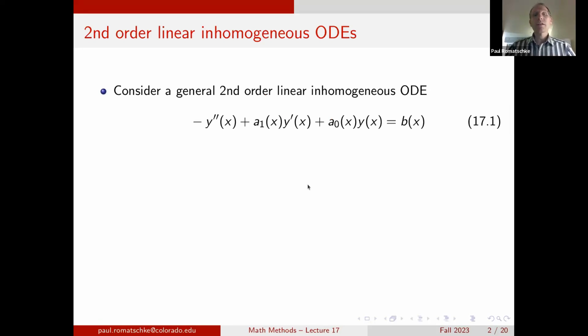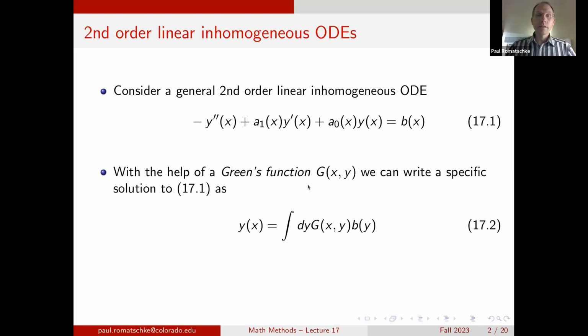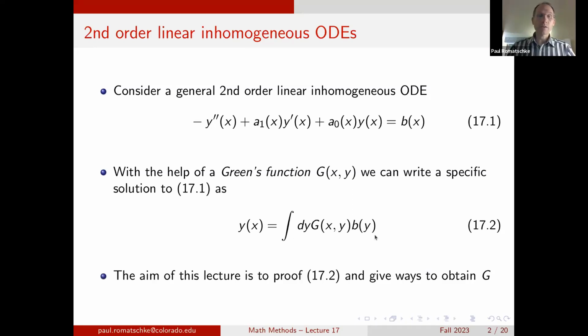To get started, consider a general second-order linear inhomogeneous ordinary differential equation, such as the one in equation 17.1. The point of a Green's function is that we can write down a specific solution to this inhomogeneous ordinary differential equation in equation 17.2. So that y of x is given as an integral over the Green's function g times the right-hand side of the inhomogeneous differential equation. The aim of the lecture is to prove this relation 17.2 and give ways to obtain the Green's function g.